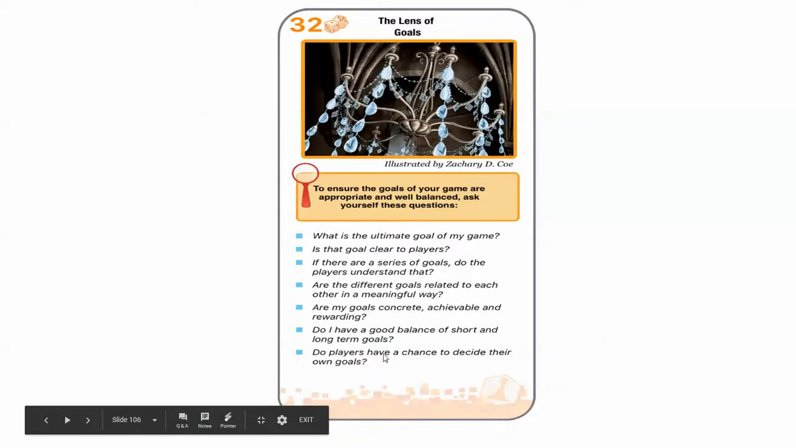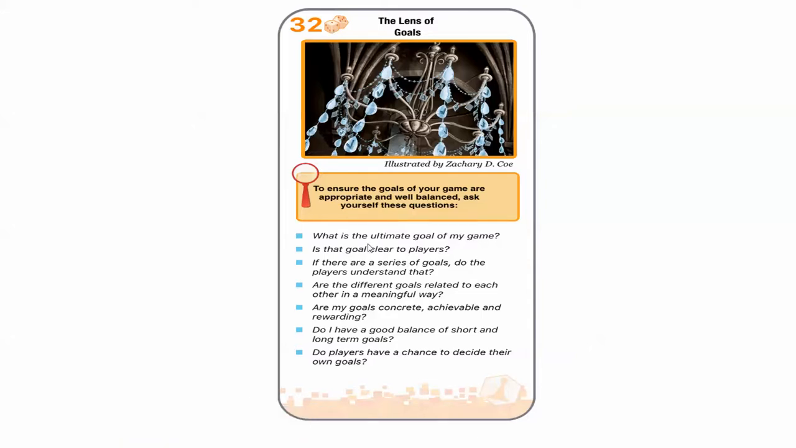And then the lens of goals. To ensure the goals of the game are appropriate and well balanced, ask yourself these questions. What is the ultimate goal of my game? Is the goal clear to players? If there are a series of goals, do the players understand that? Are the different goals related to each other in a meaningful way?